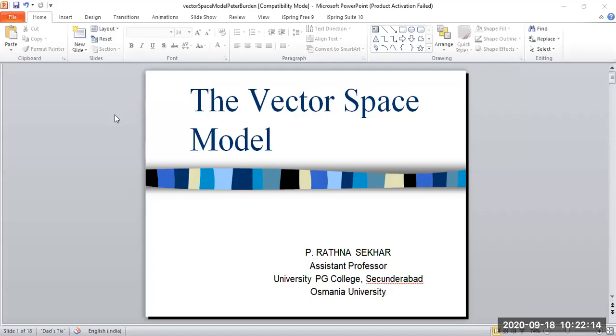In today's class, we'll discuss the vector space model, which is one of the information retrieval models available to retrieve information in digital form. The main mechanism behind this vector space model is that it treats each and every word in a document as a vector in vector space. I hope you know what a vector is, right?